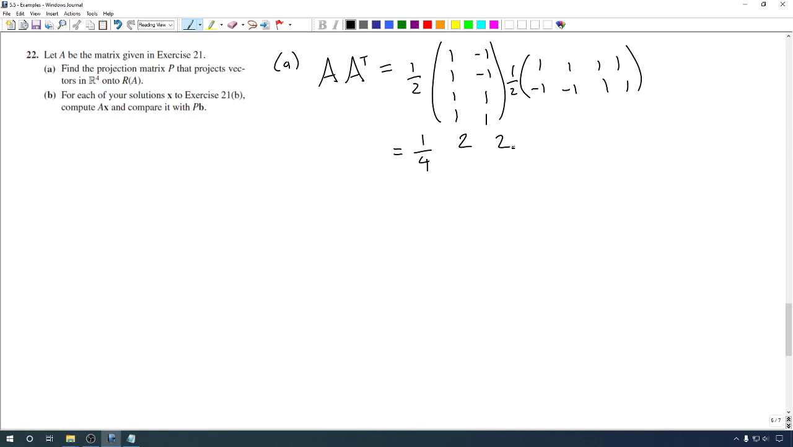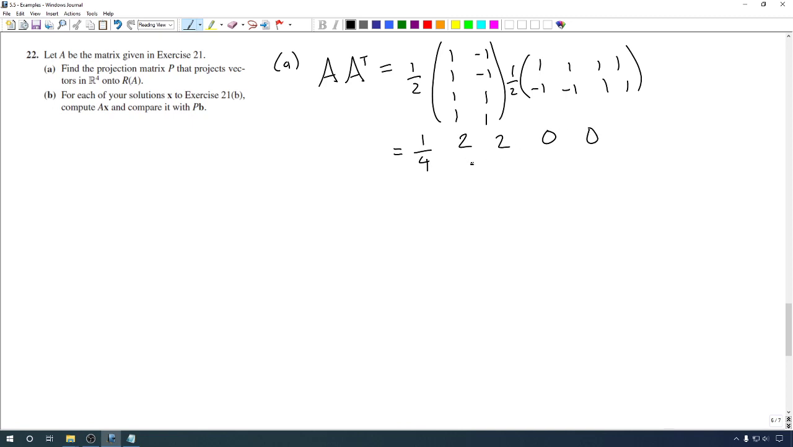And then we have this row times that column. Well, that's actually the same calculation. We still get a 2. Then we have this row times that column. 1 minus 1 gives us a 0. We get another 0 here.